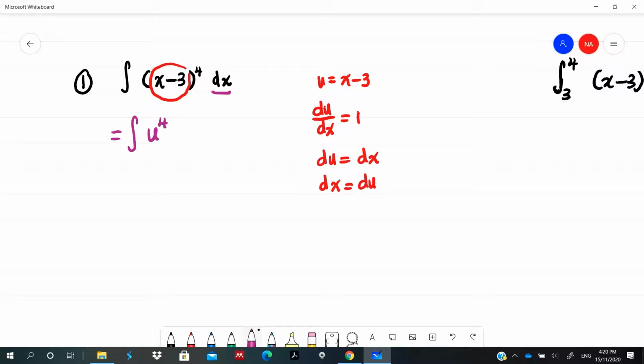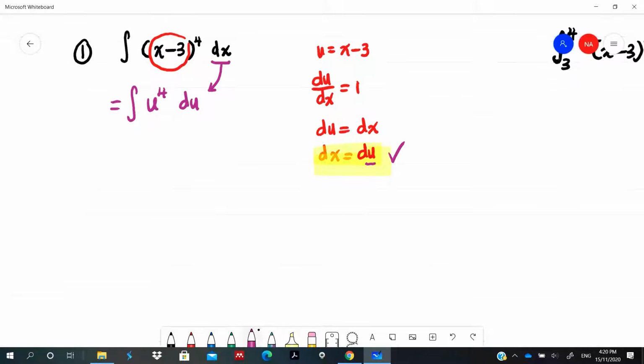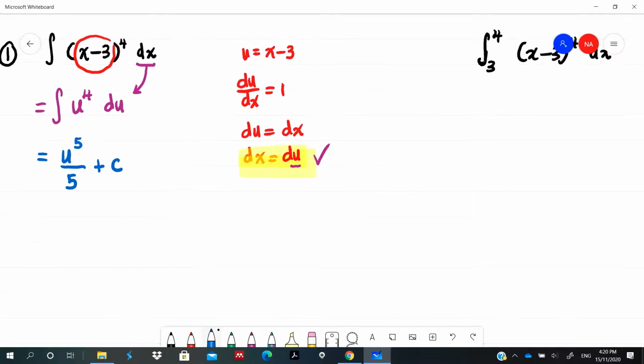That dx must change to du. You don't write dx. Why? Because this is u, but this is x, so it is not matching. That's why you have to find this first before you can integrate it. So this dx will become du, because we have this equation. Now we integrate in terms of u. Using the power rule, u to the power of 4 plus 1, u to the power of 5 over 5, which is the new power, plus c. So this is our final answer.